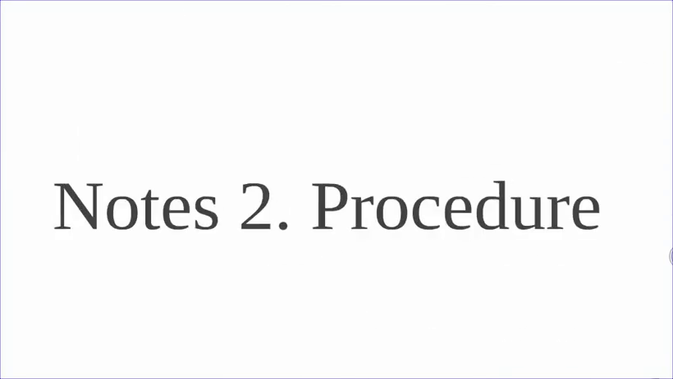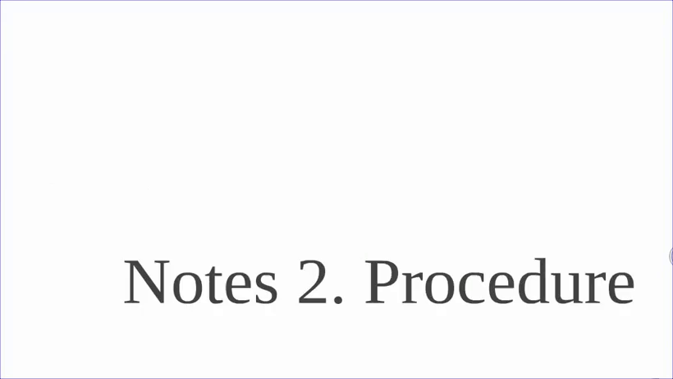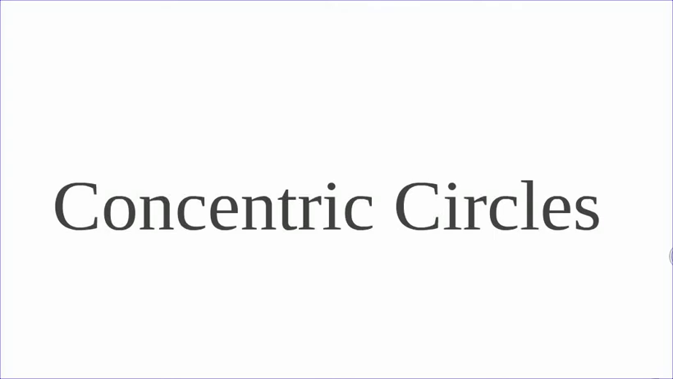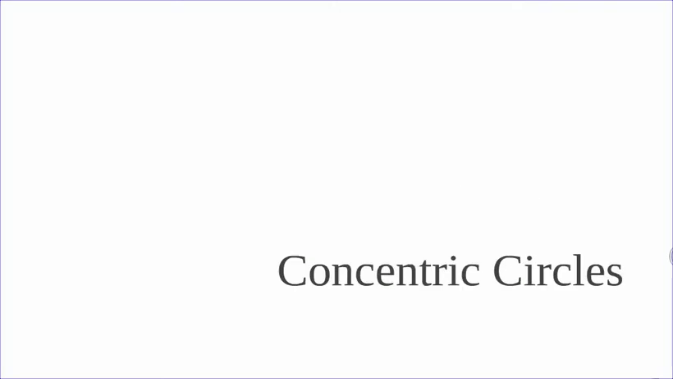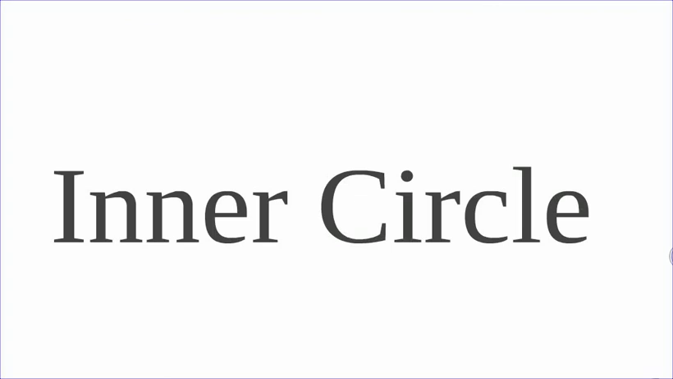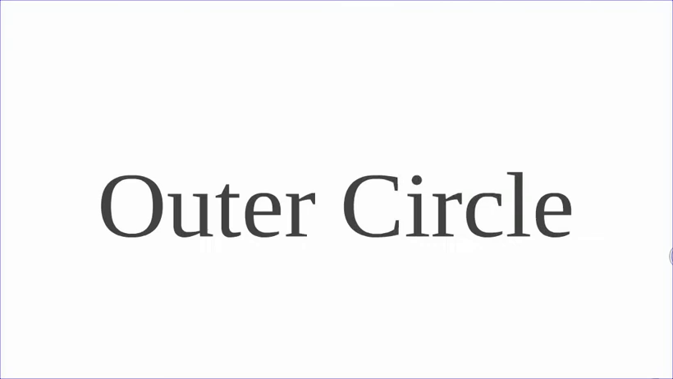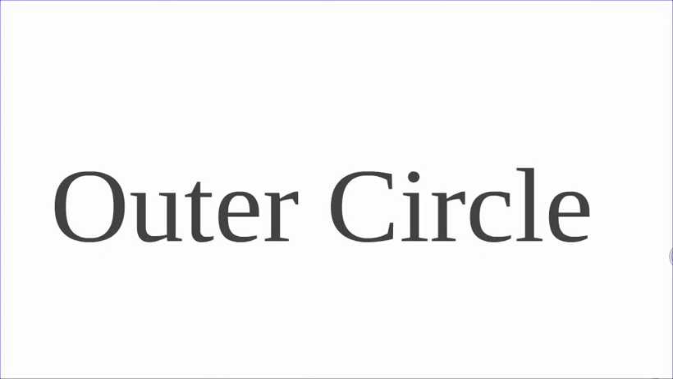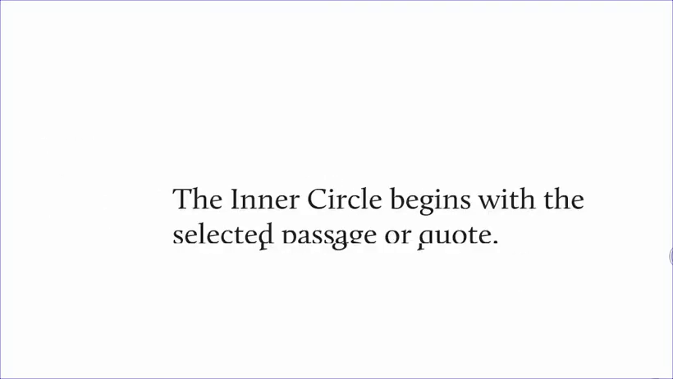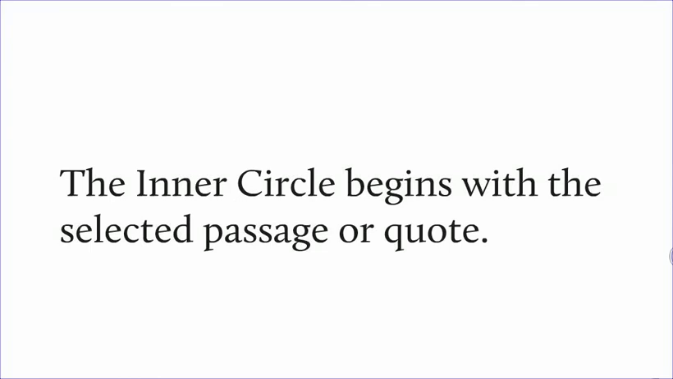Now, the procedure. How do we do this? How is this going to work for you in class? What's it going to be like? Well, the first thing is they're concentric circles, meaning there will be an inner circle, usually a group of students chosen at random, seated in the center of the room, and there'll be an outer circle. The outer circle will be at desks so they can both listen and oversee what's going on with the inner circle. The inner circle will start. They will begin with a selected passage or a quote, either chosen by myself or, hopefully, by one of you.